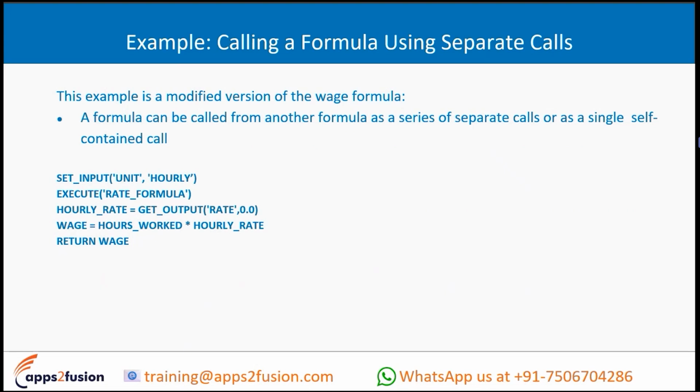See what I'm doing here: set input unit hourly. Unit is nothing but my input value. Hourly is the value I'm assigning to my unit input value, and I'm just doing execute date formula. And I'm getting output rate. Rate is nothing but my output variable, and I'm getting some output and assigning it to the local variable. This is nothing but the separate cell. You have to have three syntax: set input, execute, and get output.